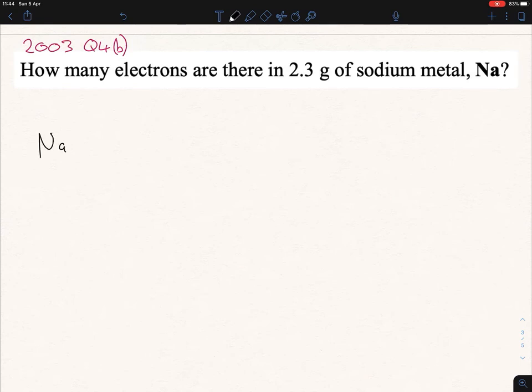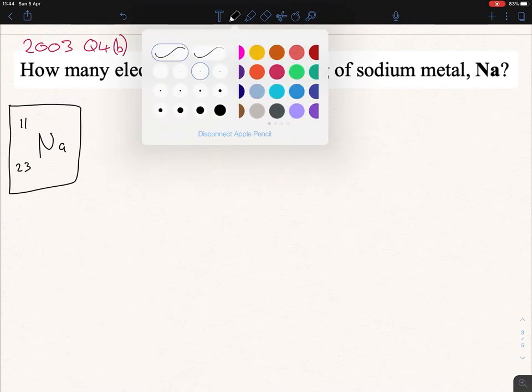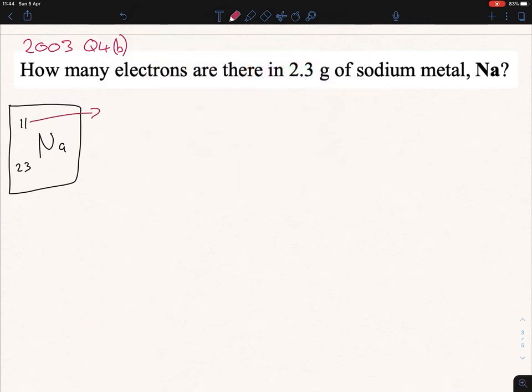Now, if you look at your periodic table and you go to sodium, you'll see Na has 11 there, and down here it'll have 23. So what do those numbers represent? Well, we should know that at this stage, really. The 11 is your atomic number, which basically means the number of protons. And 23 is your mass number, which is number of protons plus number of neutrons.